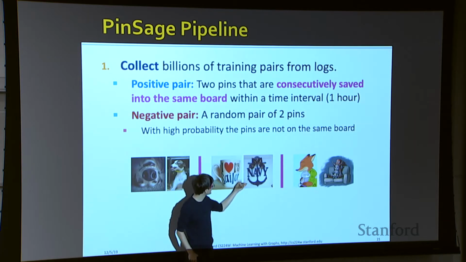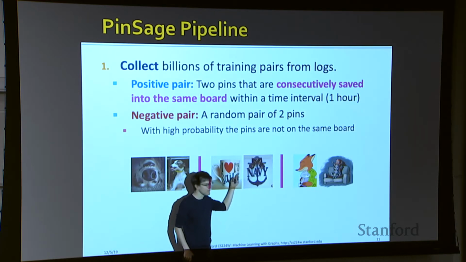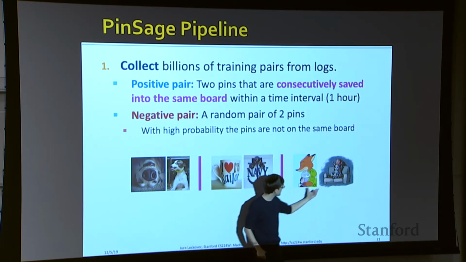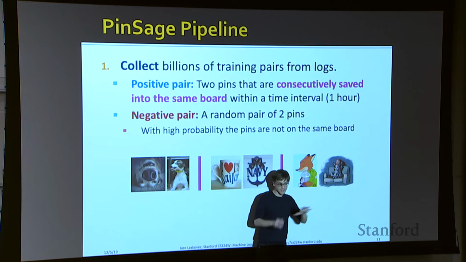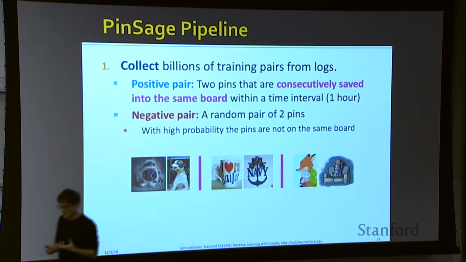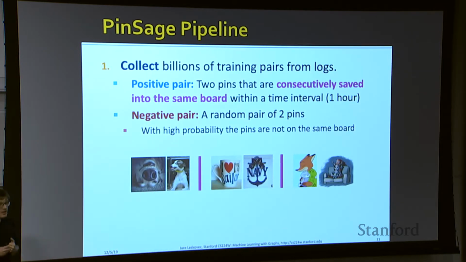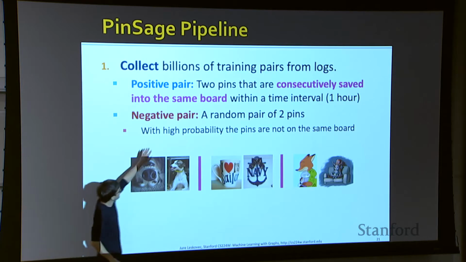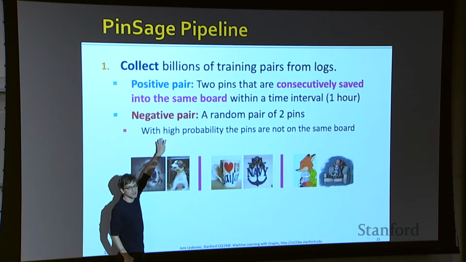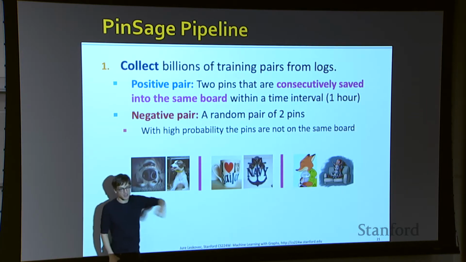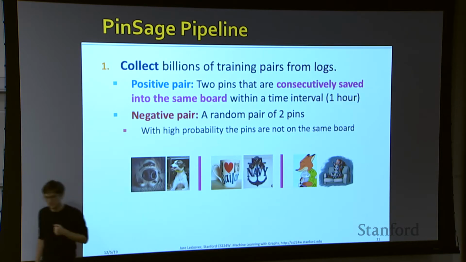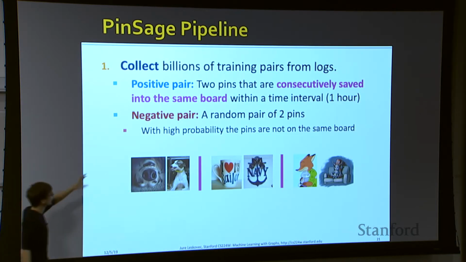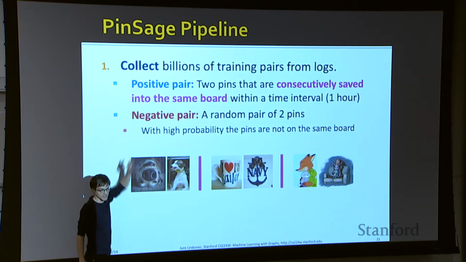Somebody is creating something about Navy and sailors and created the sailors board and saved this together. And this is some cartoon character that again are related, right? So those will be your positive training examples by basically looking at what people save into the same board in a short time interval. And then the negative examples will be just random sets of pins, right? I'll just take a random pin and say that's a negative example, okay? So now I have training data and I can get billions of these things, right?